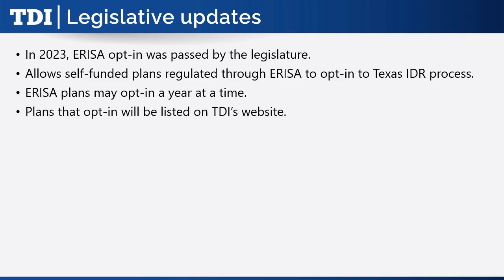Plans can opt in 1 year at a time, and the plans that have chosen to opt in are listed on our website. You can go to the balance billing portion of the TDI website, and it'll show you the information for the plans. It'll list the administrator for the plan. It'll list contact information, as well as the date range that the plan has opted in for.